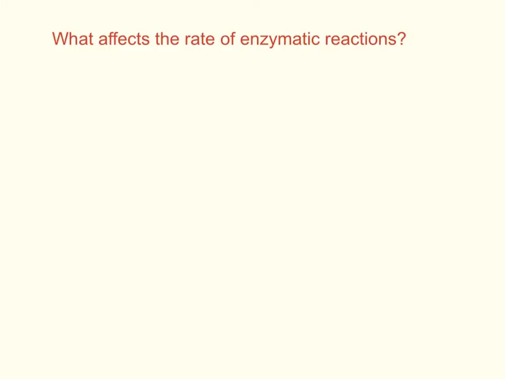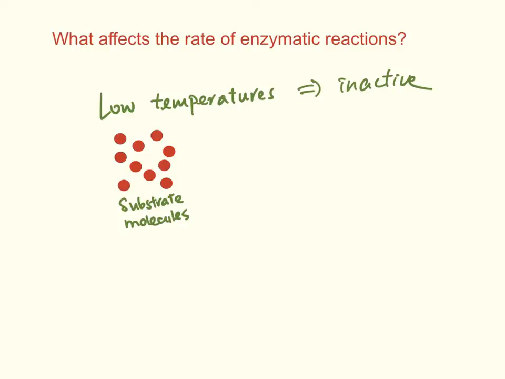So this video will talk about the factors that affect the rate of enzyme reactions. The first one is temperature. At low temperatures, enzymes become inactive, so the reactions will be slow.